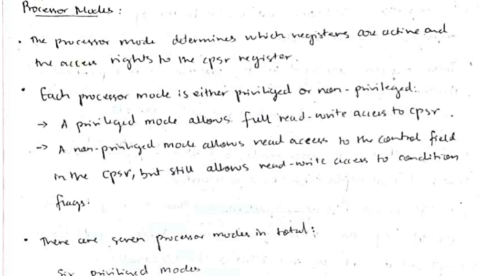And as I told you earlier that processor can be operated in 7 modes. So let's see what are those modes, okay. So there are 2 types. Firstly, first one is privileged mode.